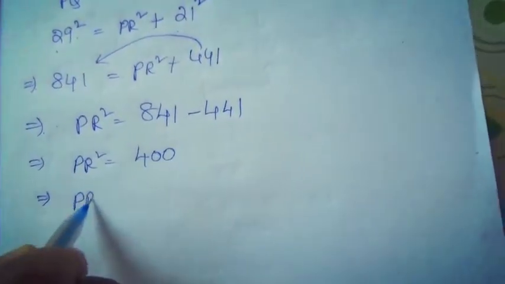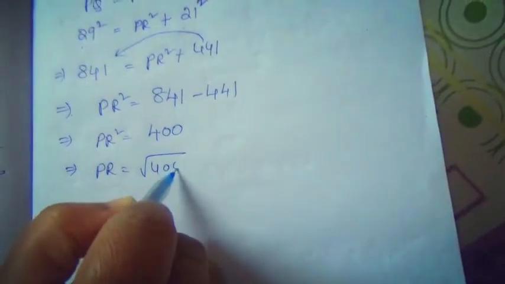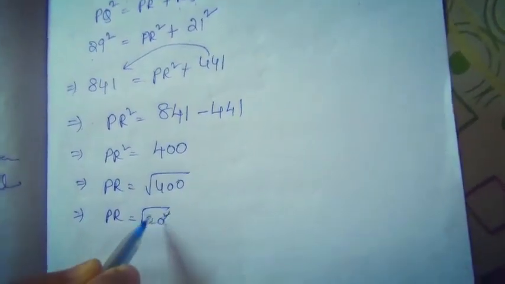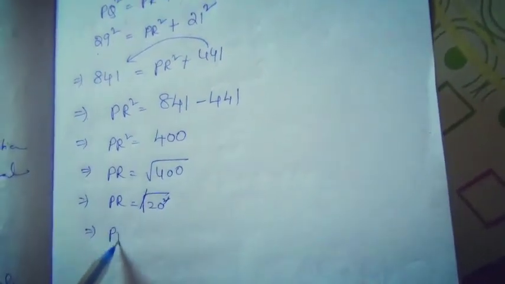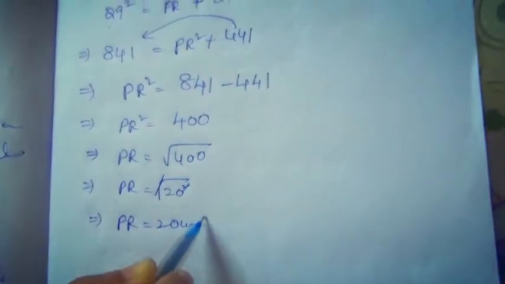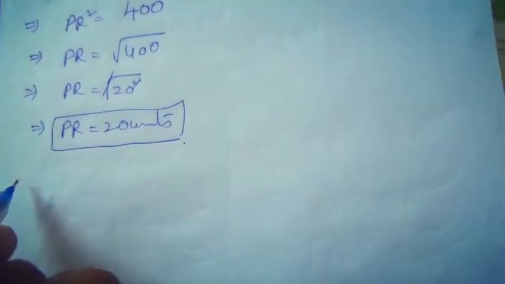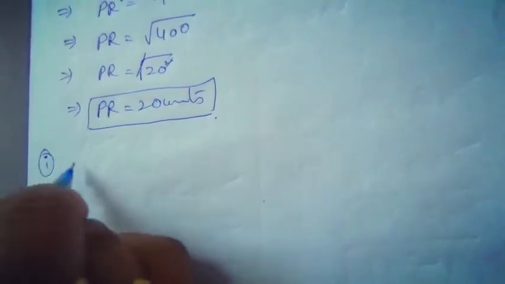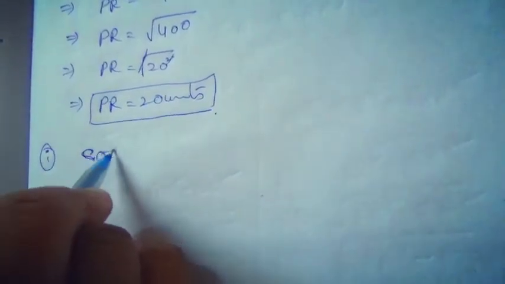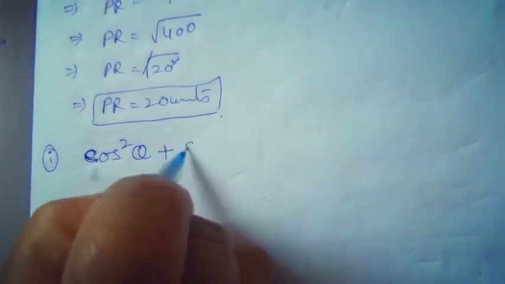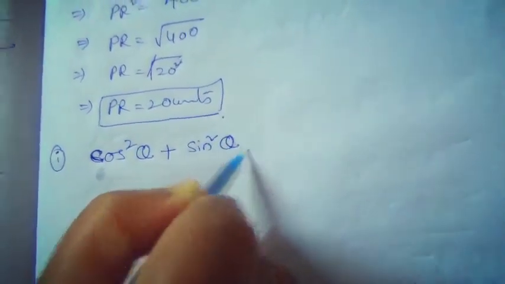That implies PR is equal to square root of 400. So we can write this 400 as 20 square. Square root cancelled. That is PR is equal to 20 units. Okay. PR is equal to 20 units. We got this PR value also. Now it's time to solve the sums. That is cos square theta plus sin square theta.